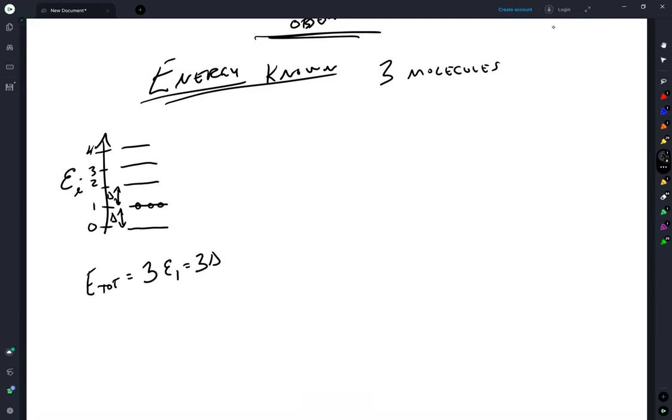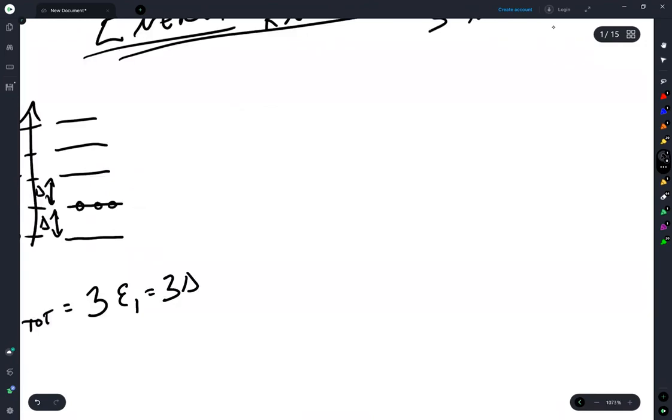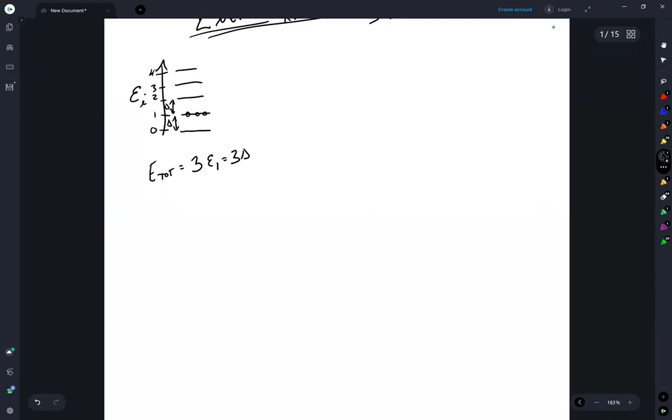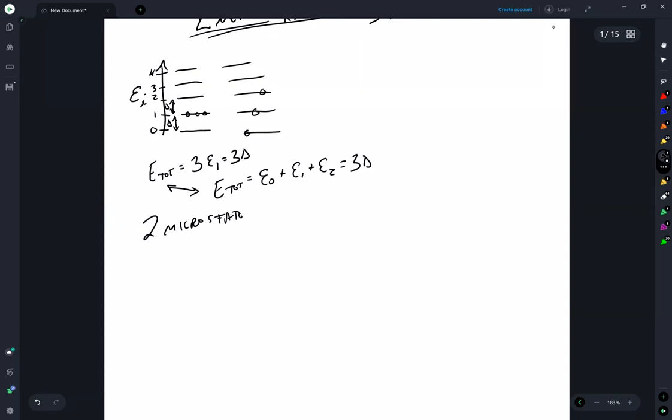But another way that we could have the same macroscopic energy is to have one particle at 0, one at one, and one at two. So now we have E tot is E0 plus E1 plus E2 is equal to three delta. So two microstates with the same macroscopic energy.